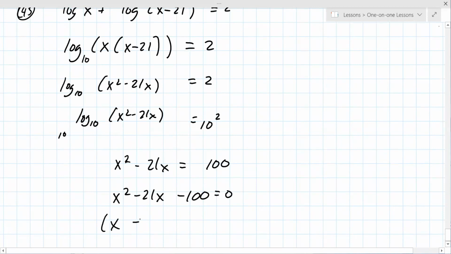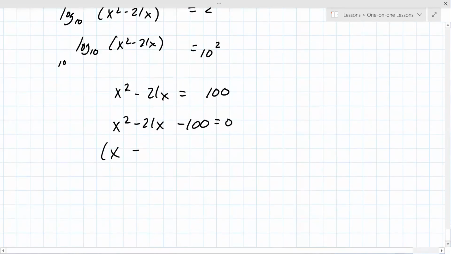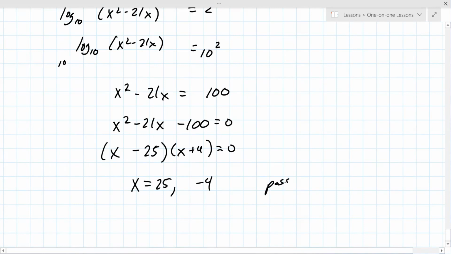This is the first time we're going to get two solutions here. So x minus 25, x plus 4 equals 0. So you have two solutions, 25 and negative 4. It's possible that 1 is correct, 2 is correct, and neither are correct. Probably never that case, although I think there is. I mean, that'd be really awful and rare.